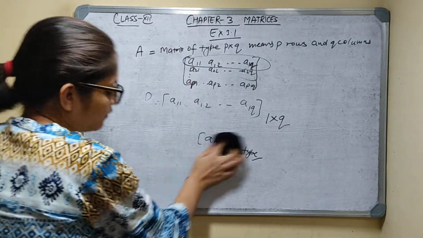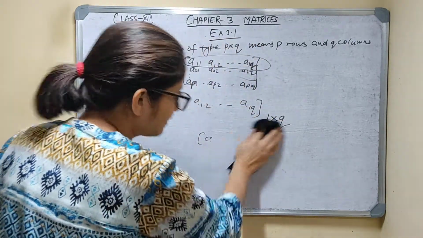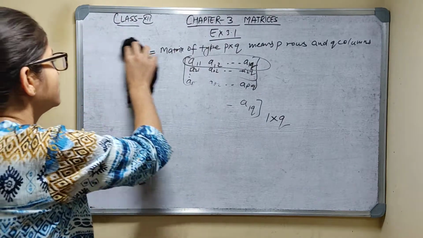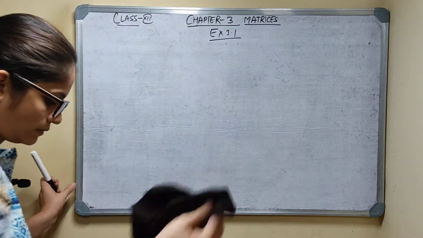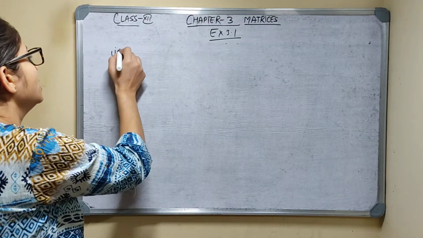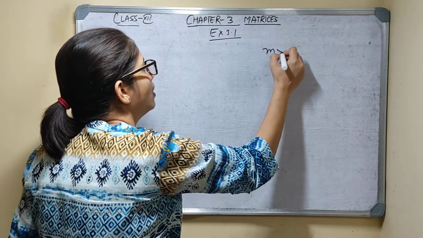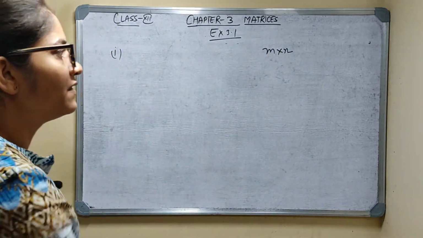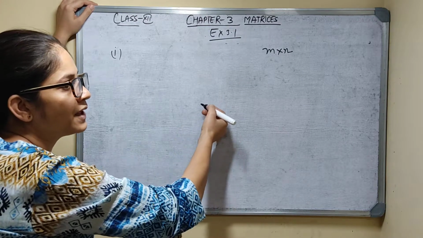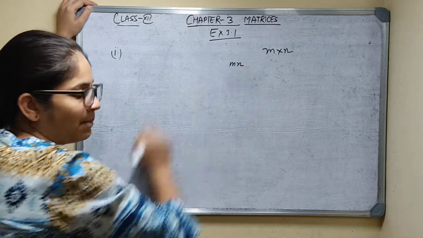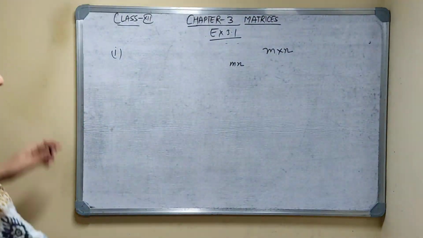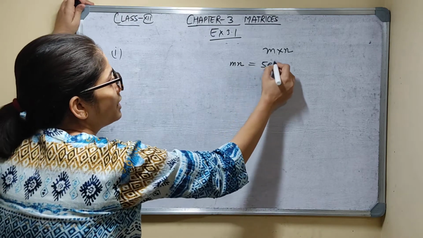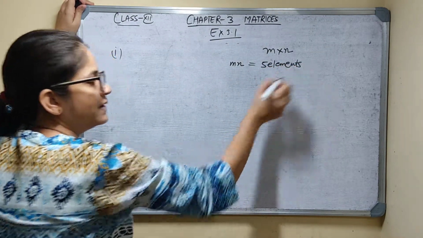Now third question you can see. If a matrix has 5 elements, write all possible orders it can have. Let me show you how. We know if a matrix is of order m into n, then m times n elements will be there in total. Here a matrix has 5 elements, so mn is equal to 5. How many possible orders can it have?